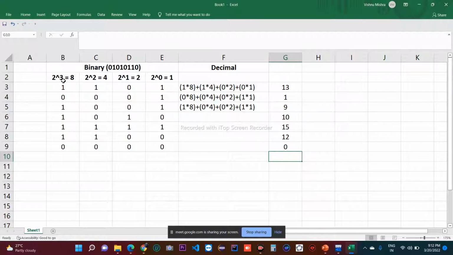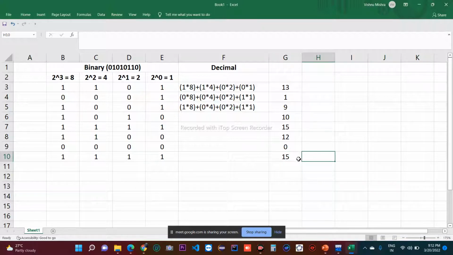So with a combination of 4 bits, these are called bits. With 4 bits, what is the maximum decimal number that we can print? The maximum is 15, because if we put all 1s, we will get 15.